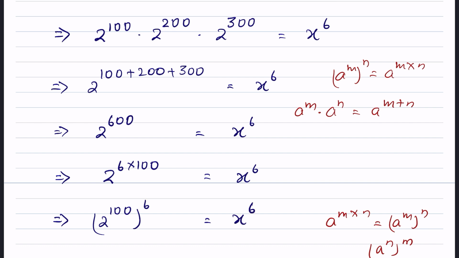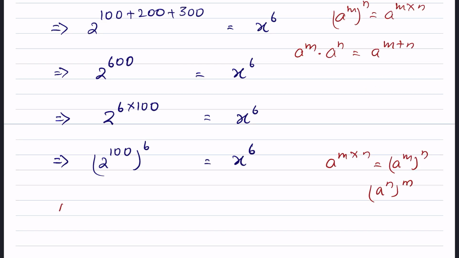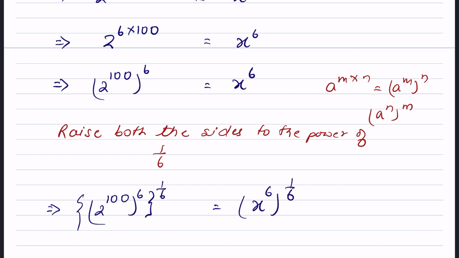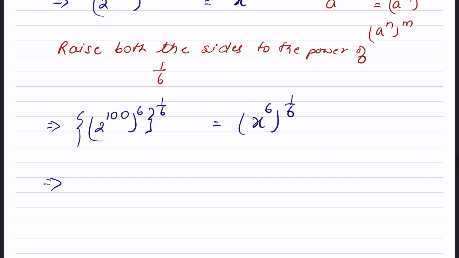Now if we raise both the sides to the power of 1 upon 6, that means this side we have 2 to the power 100 whole to the power 6, then whole raised to the power of 1 upon 6 is equal to x raised to the power 6, then whole raised to the power of 1 upon 6, or it is 2 to the power 100 whole to the power 6 times 1 upon 6 is equal to x to the power 6 times 1 upon 6.